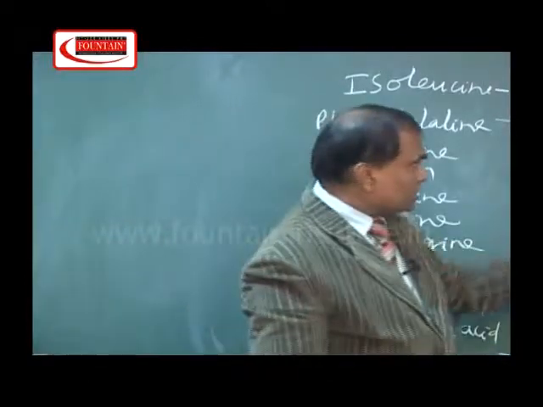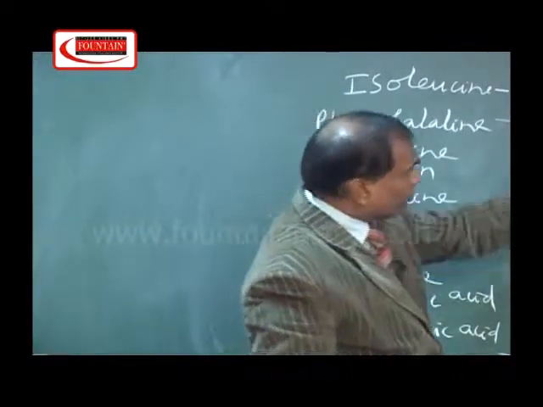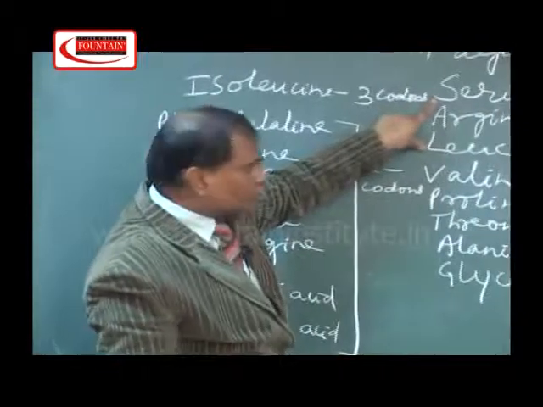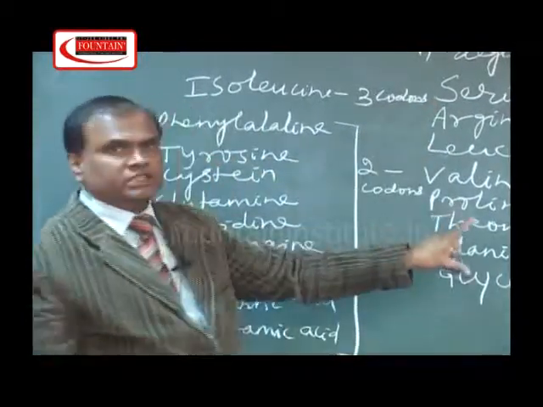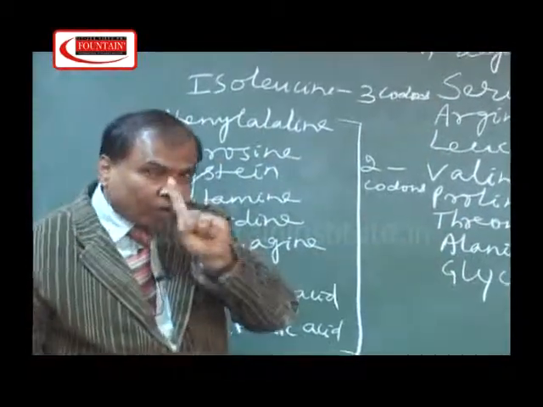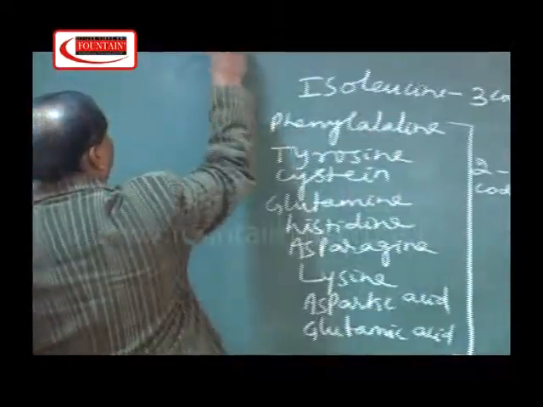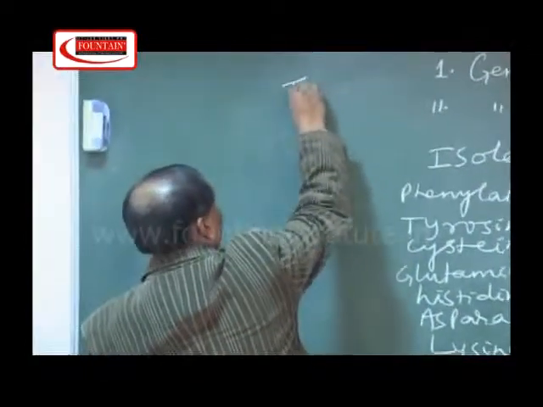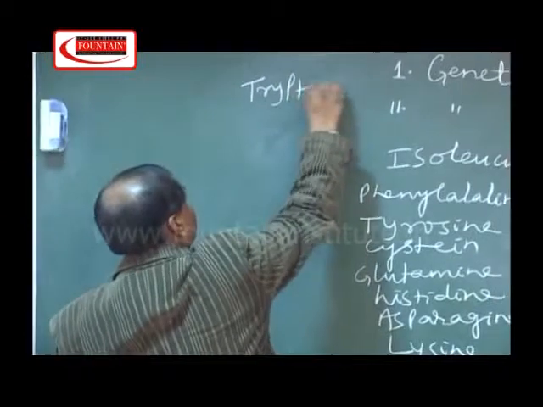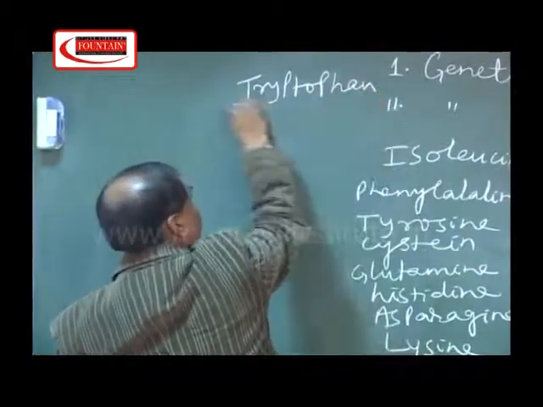3 amino acids have 6 codons and 5 amino acids have 4 codons. 1 amino acid has a single codon, that is tryptophan. Tryptophan has a single codon, UGG.